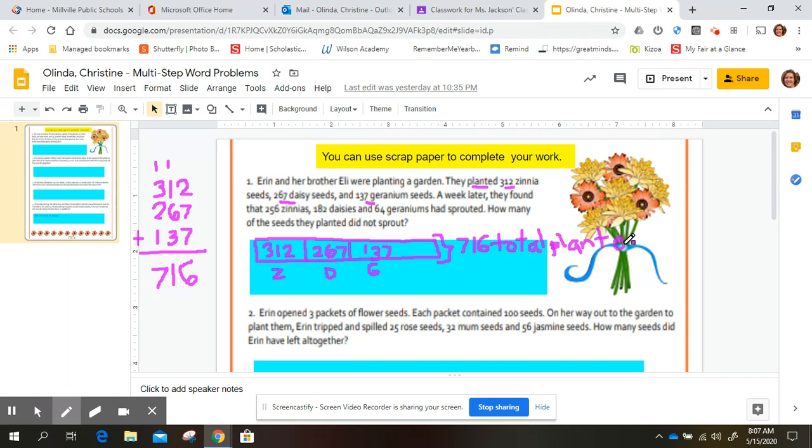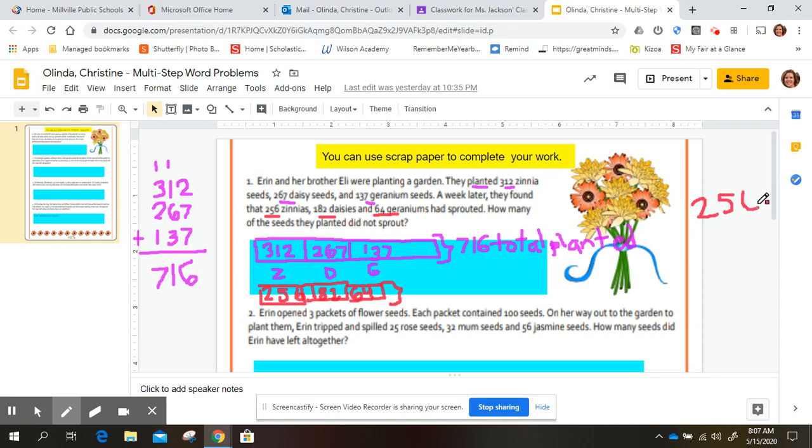All right. And now that we know that they planted 716 seeds, we can determine how many actually grew. A week later, they found that 256 zinnias, 182 daisies, and 64 geraniums sprouted. Sprouted means they grew. So we had 256 zinnias this time, and I can leave the Z there because it's for zinnias as well. 182 daisies. And 64 geraniums. And if I added these together, that would tell me how many actually grew. So I'll do that over here.